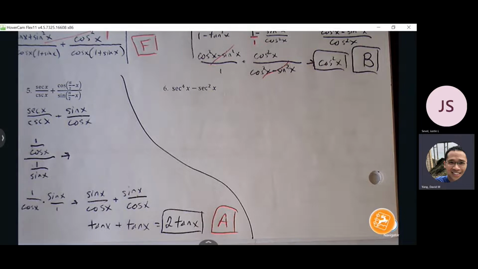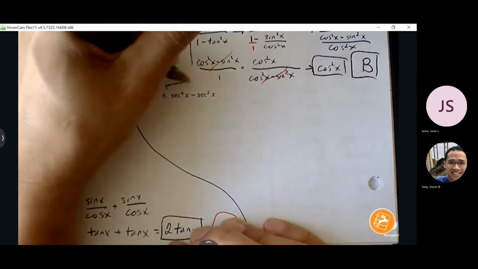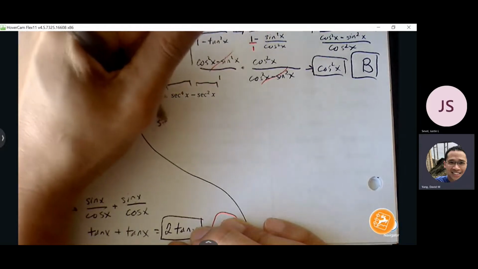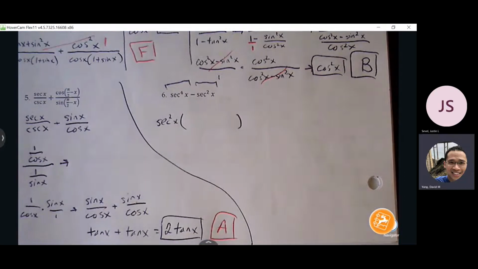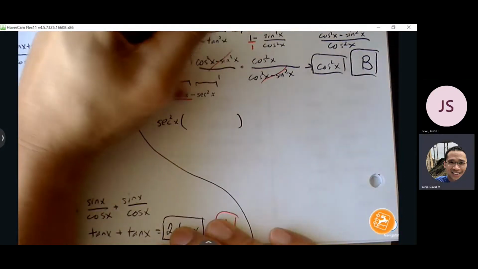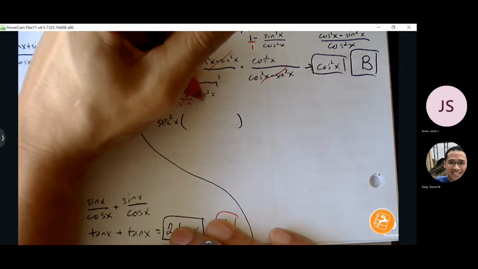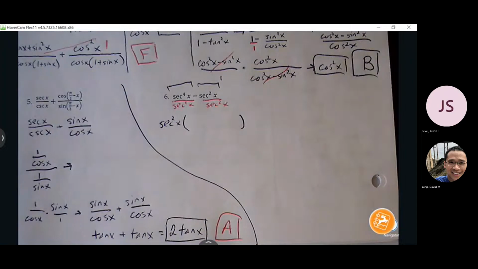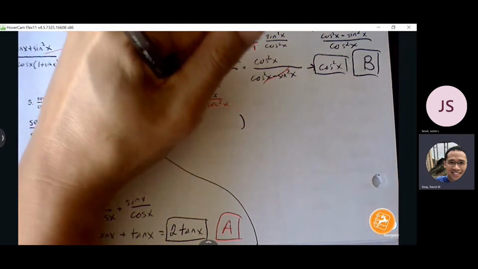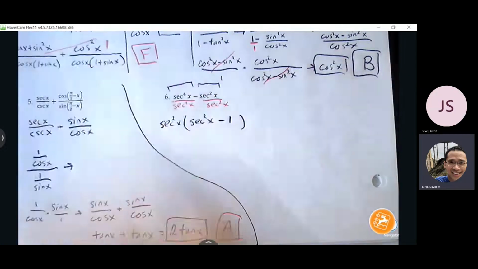Okay, secant to the 4th of x minus secant squared of x. What if we did GCF? Right, so let's say they both share a secant squared, so I can take a secant squared out of both. So taking out a GCF is the same thing as dividing by that GCF for both terms. So secant to the 4th over secant squared is secant squared. So secant squared x minus 1.